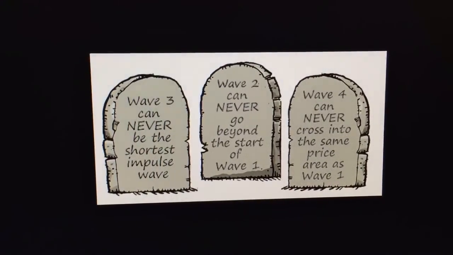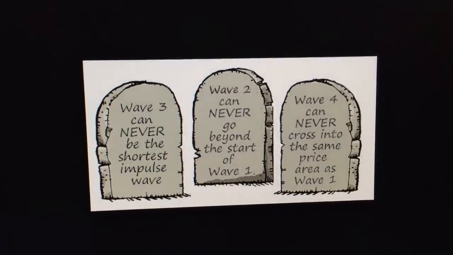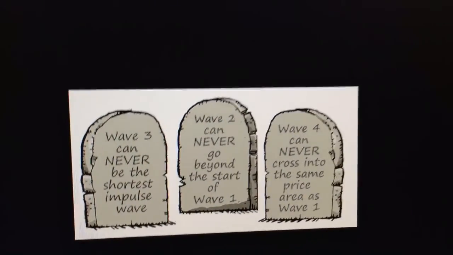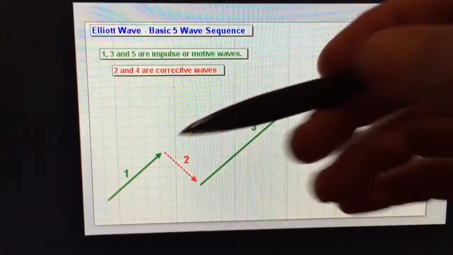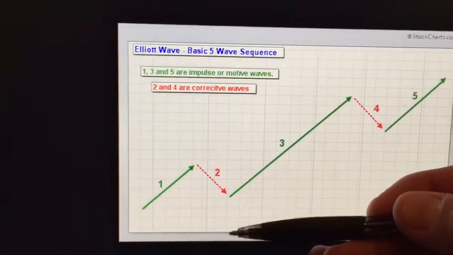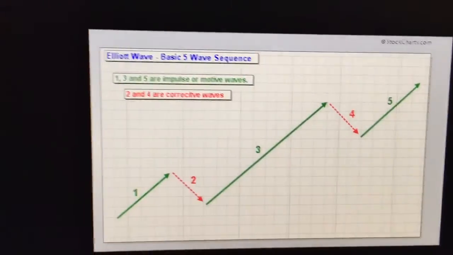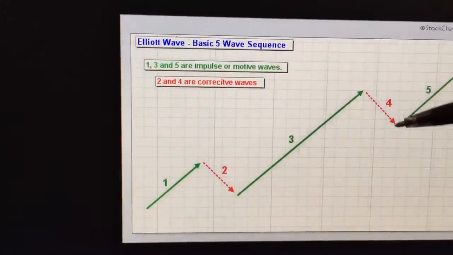Let's look at some of these. It says wave 3 can never be the shortest. I think most people have a pretty good idea of what that means. Wave 2, I'm right here. It says wave 2 can never go beyond the start of wave 1. So, for example, it's saying wave 2 can never exceed this point here and still be a motive wave 2. And then the other one says wave 4 can never cross into the same price area as wave 1.